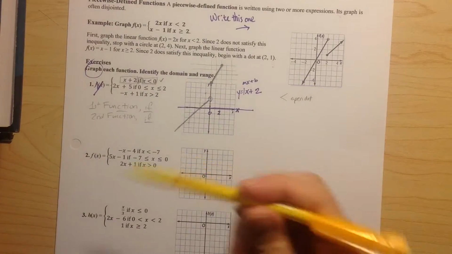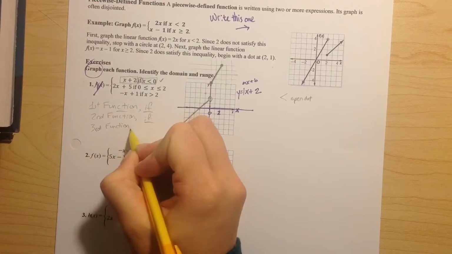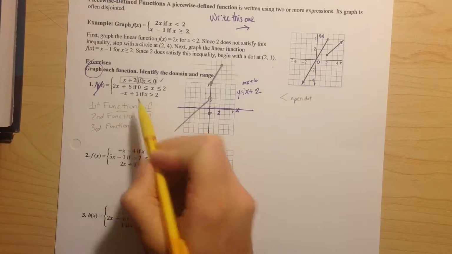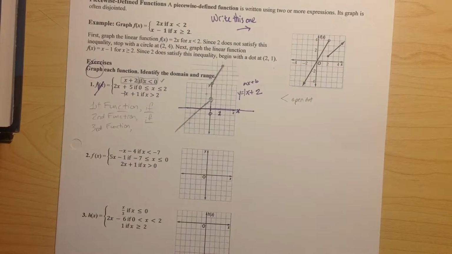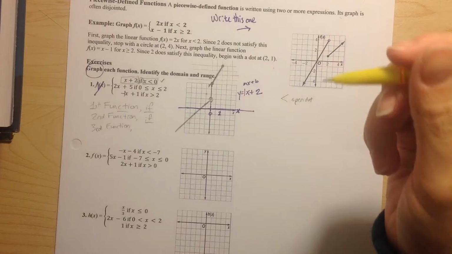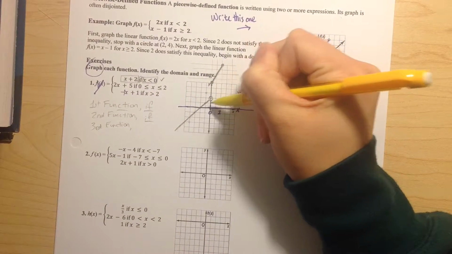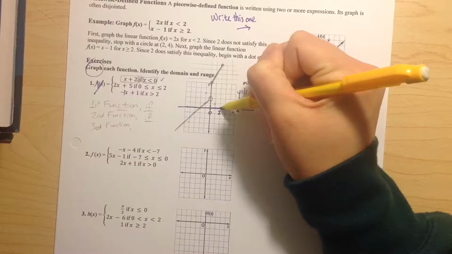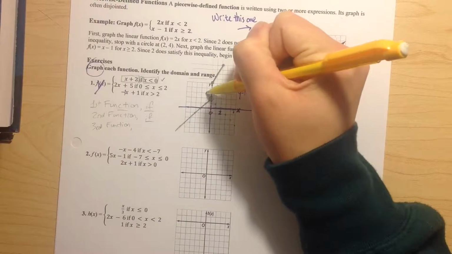Let's go for the third function. So now I'm on the third function. I'm going to worry about the if statement later. I have negative x plus 1. Remember, that's negative 1 x plus 1. So my y-intercept is 0, so I'm starting here. I'm going to go down 1 over 1, down 1 over 1, as far as this little graph lets me.